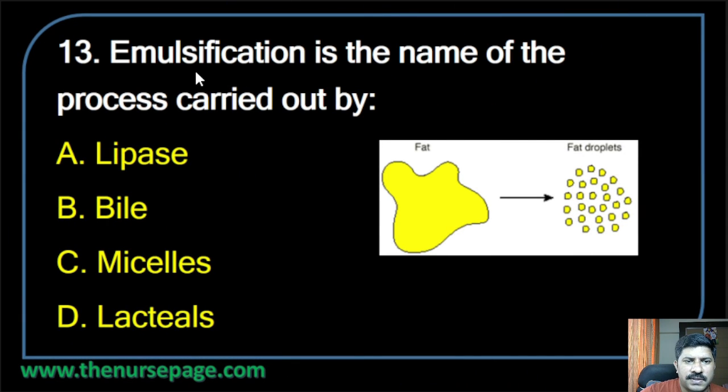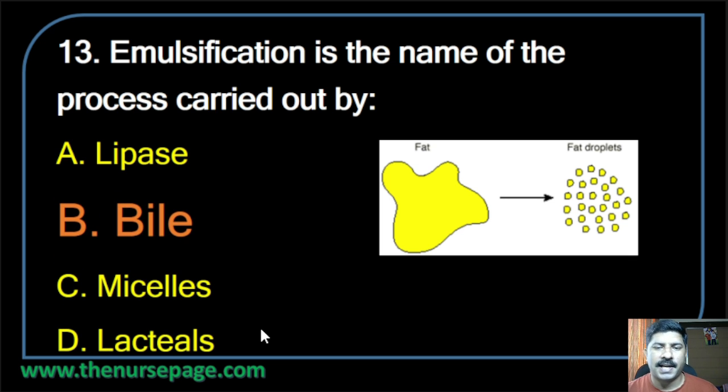Then 13th question, emulsification is the name of the process carried out by lipase, bile, micelles, lacteals. Correct answer is bile. The emulsification process is carried out by bile. Bile is produced from the liver and it is stored in the gallbladder. Then it is released into the duodenum through the common bile duct.